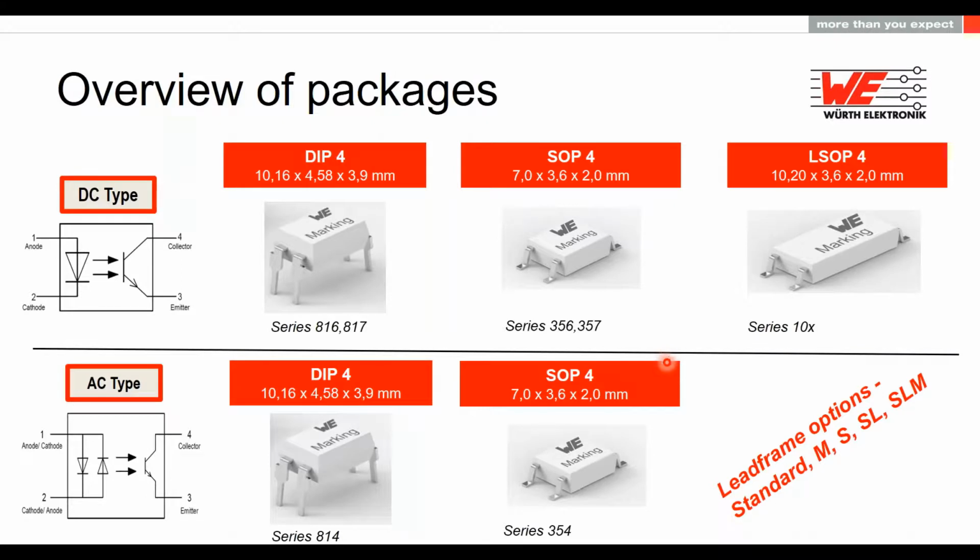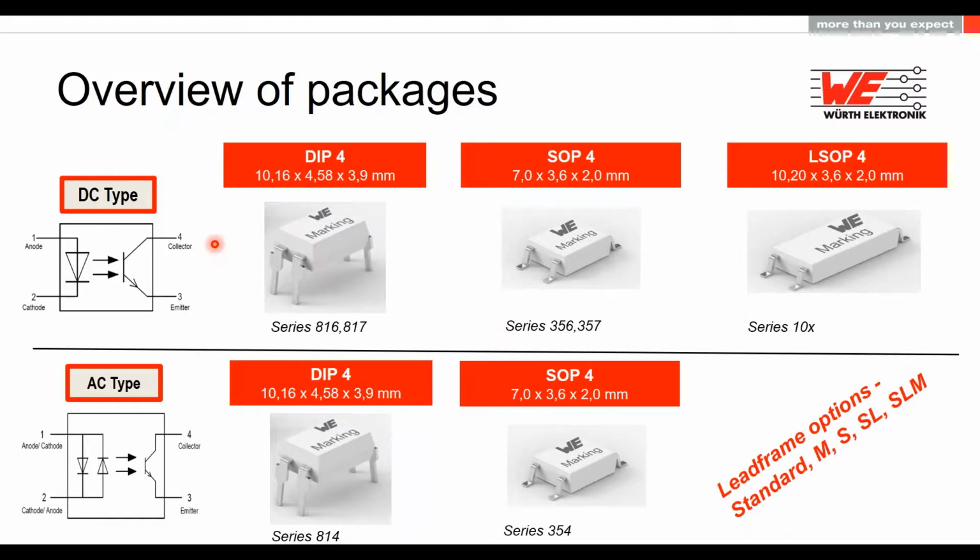I showed you the series 816, or the data of the 816 series, and I also presented the DIP4 type. But in Würth Elektronik's portfolio, we also have some other types of optocouplers for phototransistors. So we have here the SOP4 type, which is thinner, as you can see, and the LSOP4 type, which is also really thin but, like the name says, a long small outline package. It's a little bit longer than the SOP4 package.